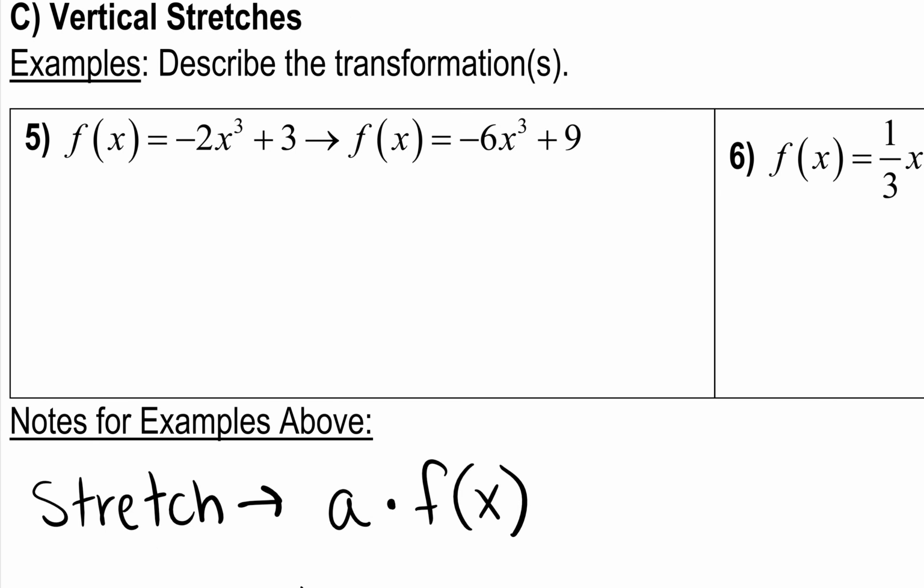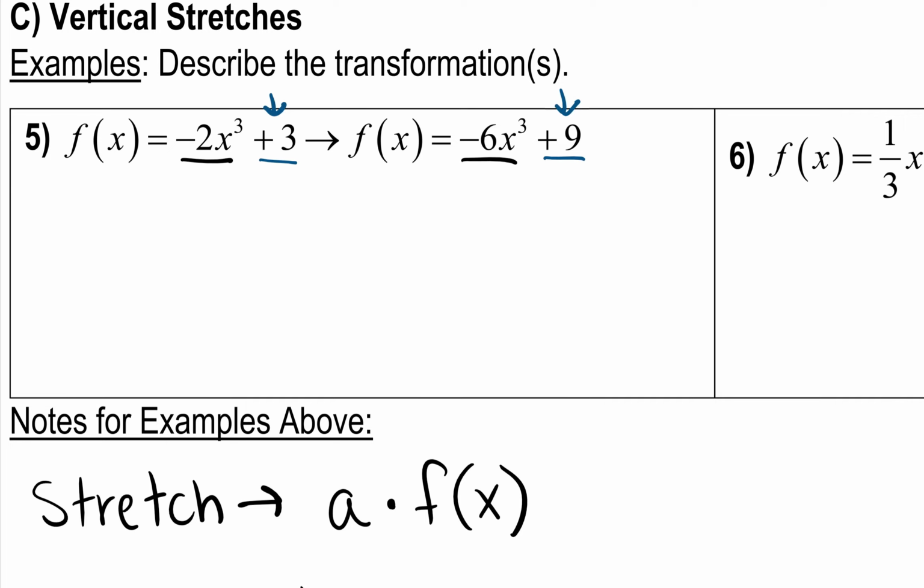So let's look at these. Now when you do look at these, I only have to look at one thing. I only have to look at the x or the number afterwards. I don't have to do both. You can, but you don't have to. So I can choose to look at the negative 2x cubed and the negative 6x cubed, or I can choose to look at 3 and 9.